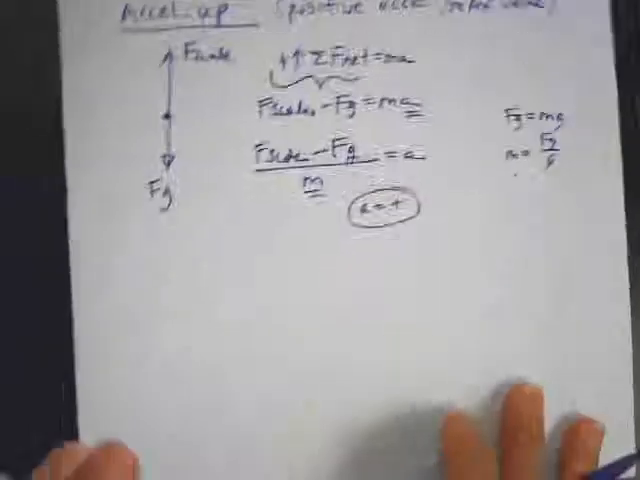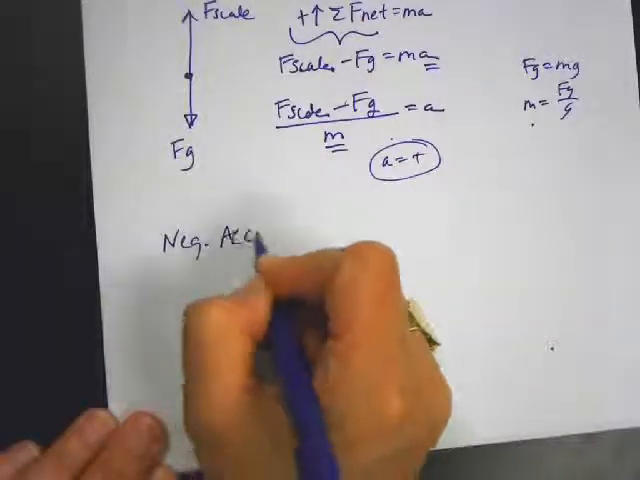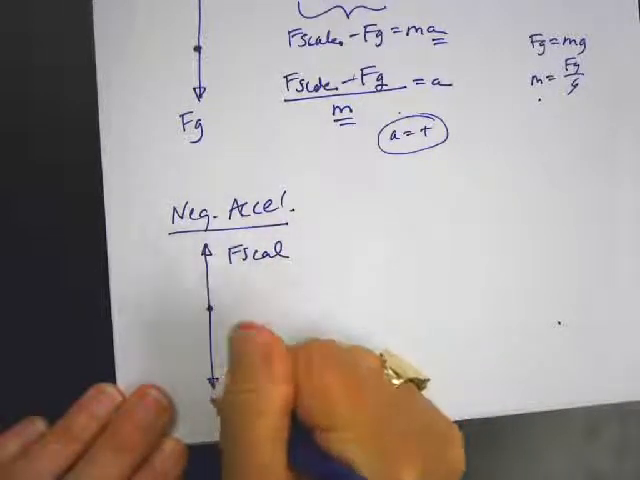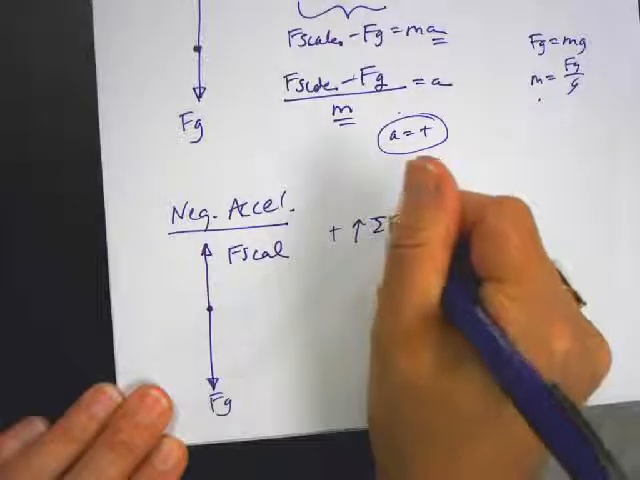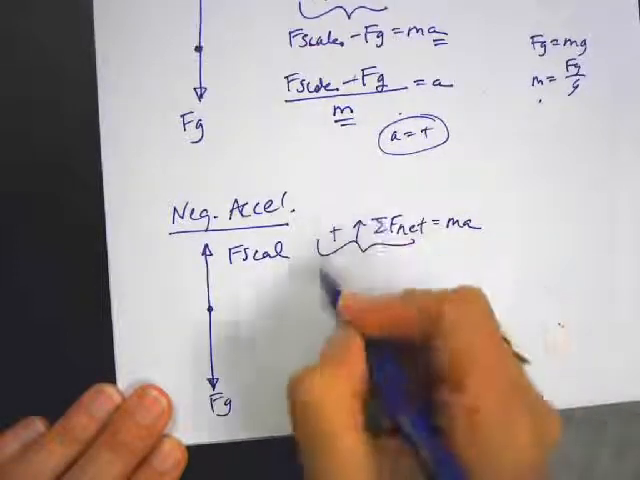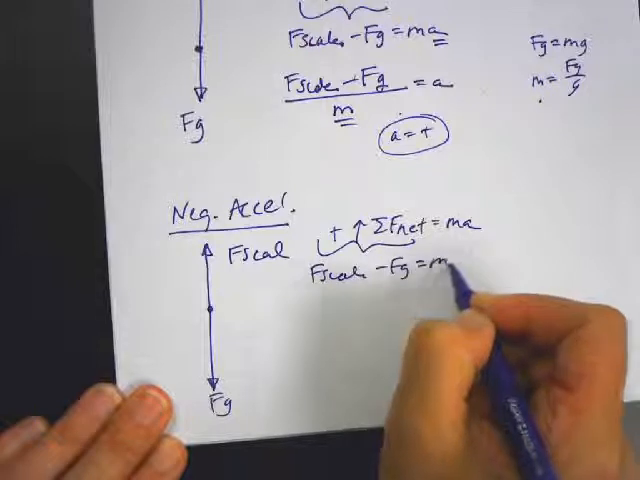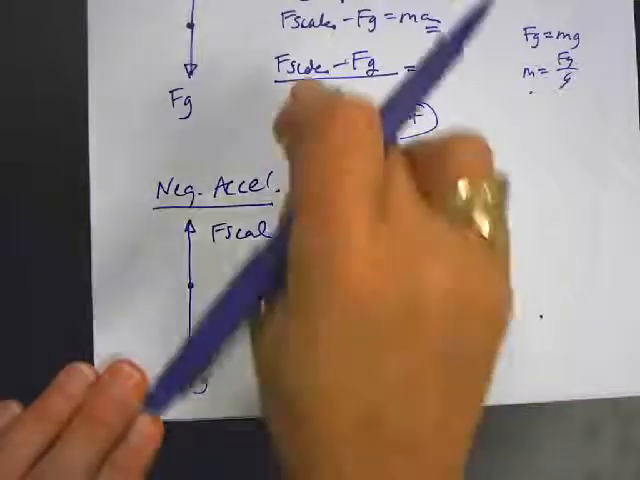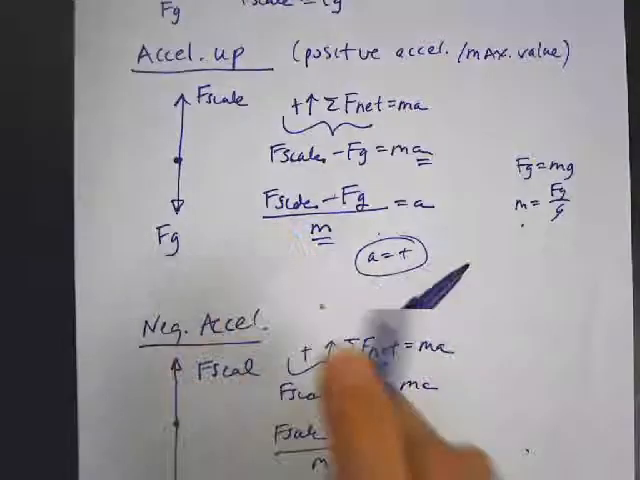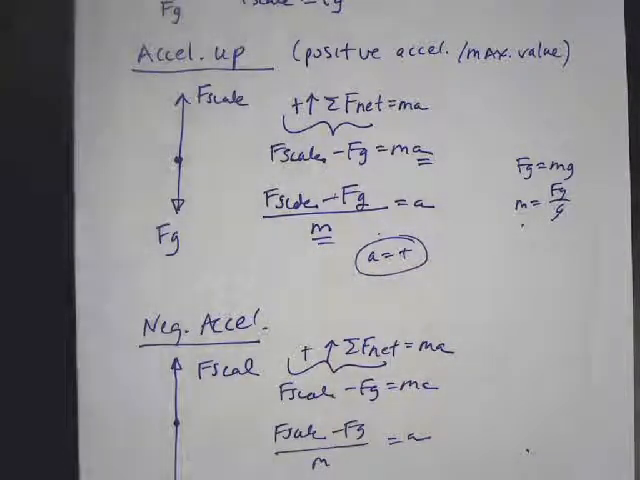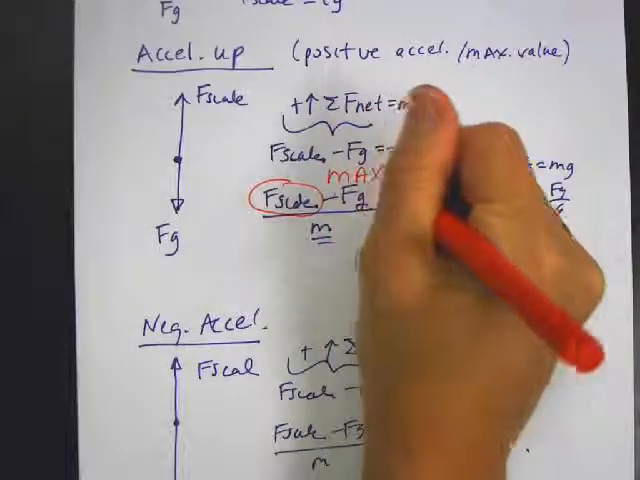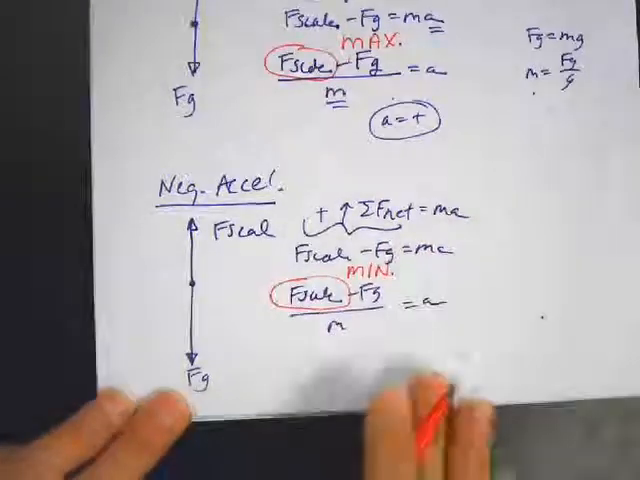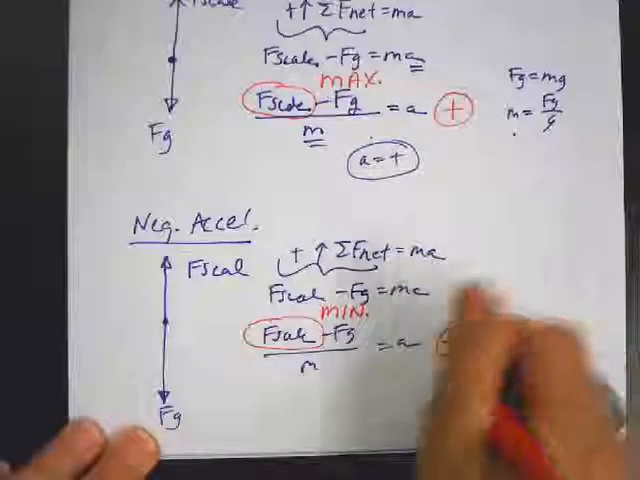So this is the equation, and then later on I'm going to substitute this in and calculate the acceleration of the elevator. When the elevator has a negative acceleration, when it's slowing down, I'm going to have my same free body diagram. See, the free body diagram isn't changing, is it? Okay? So again, summation of F net is equal to MA, and I replace it: F scale minus FG over M is equal to A. The only difference between these two is when it's accelerating up, the reading on my scale is going to be my maximum value, okay? And then here, the reading on the scale is going to be my minimum value. So this acceleration is going to be positive, and this one is going to be negative, okay?